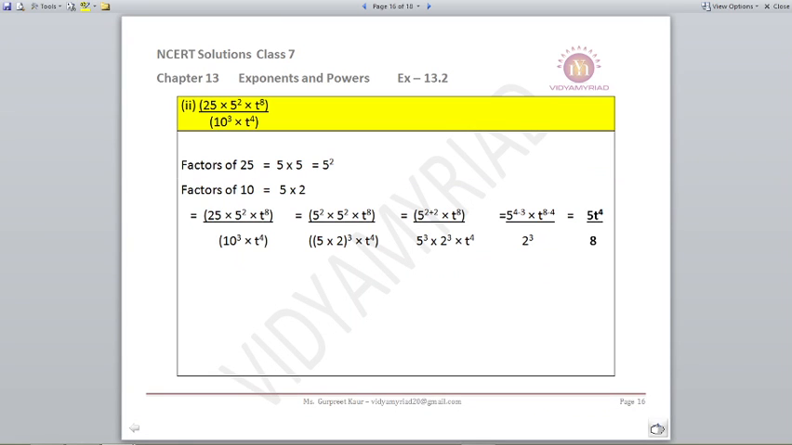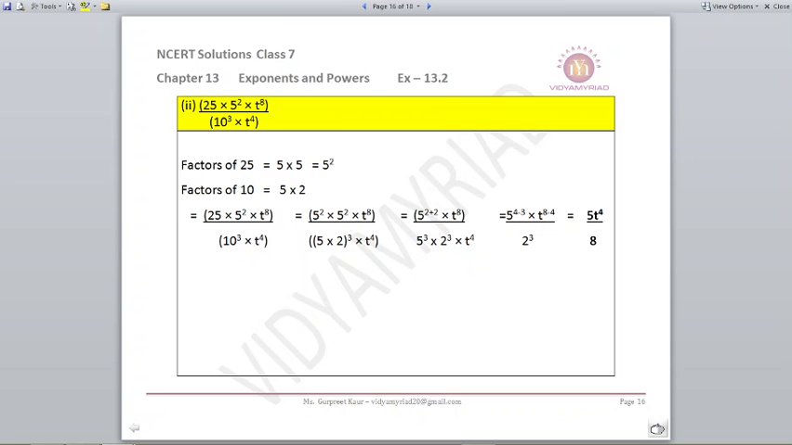Next case, you have 25 multiplied by 5 square multiplied by t raised to power 8 divided by 10 cube multiplied by t raised to power 4. Now in this case, 25 factors are 5 into 5, that is 5 square, and 10 factors are 5 into 2. So I will rewrite it. It becomes 5 square multiplied by 5 square multiplied by t raised to power 8 divided by, now in place of 10 I will write 5 into 2, the whole 3 multiplied by t raised to power 4. Now 5 into 2, the whole 3 can be further written as 5 raised to power 3 multiplied by 2 raised to power 3.